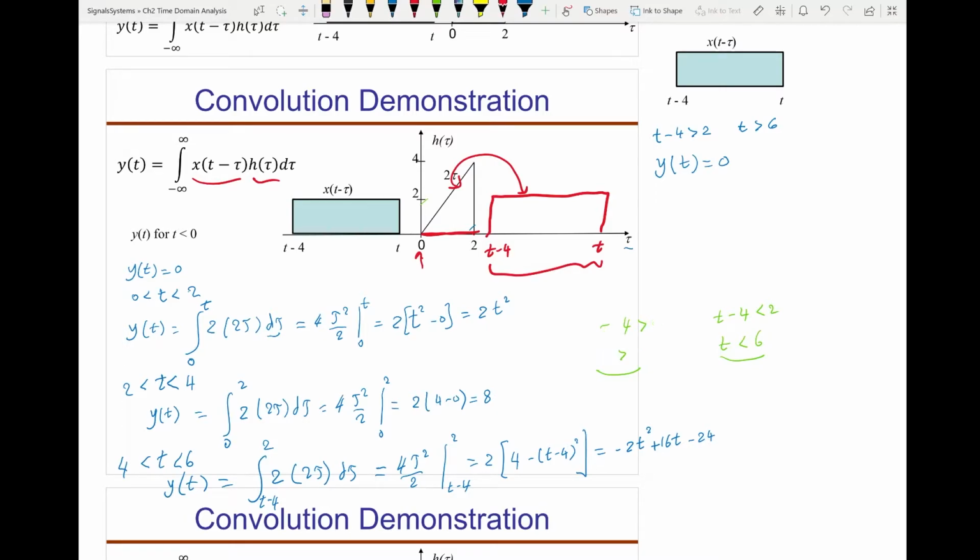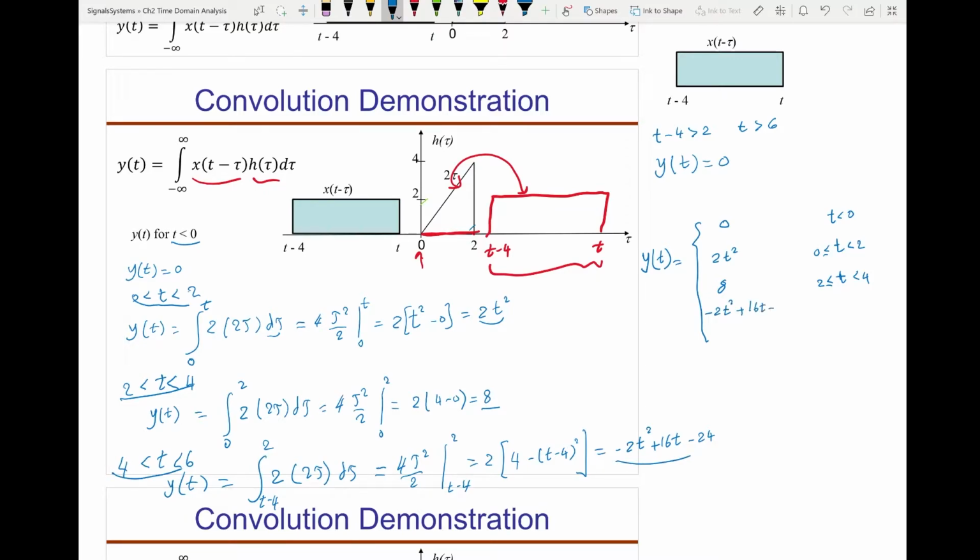So let's write the output for all values of t. y of t equals 0 for t less than 0. For t between 0 and 2, it's 2t squared. For t from 2 to 4, it's 8. For t from 4 to 6, it's this. For t larger than 6 it's 0. And that's the final solution.